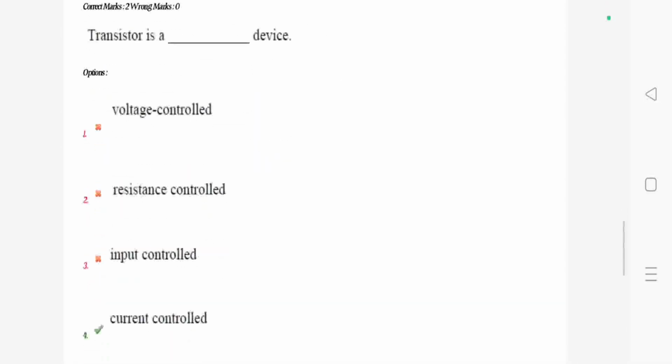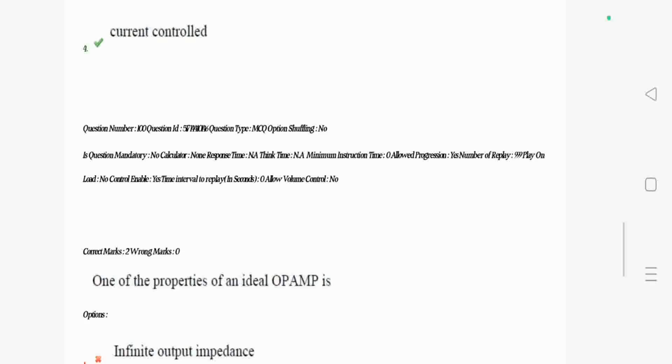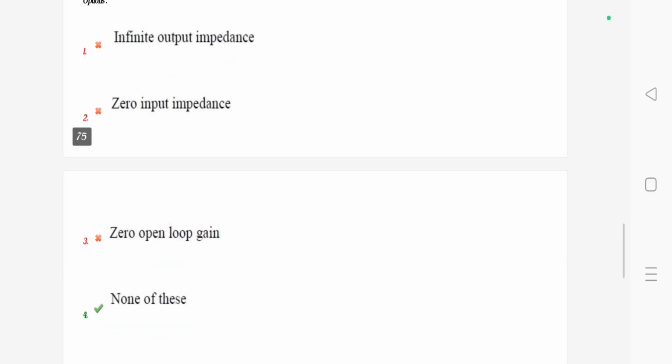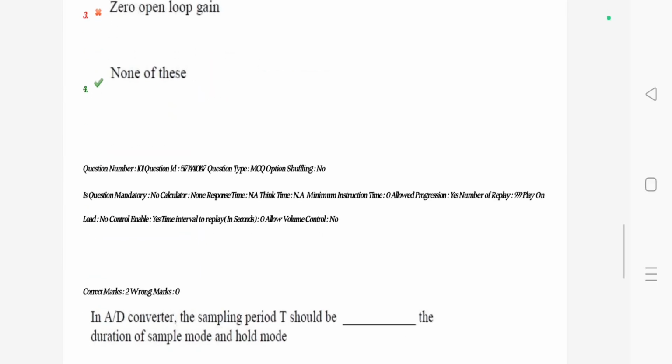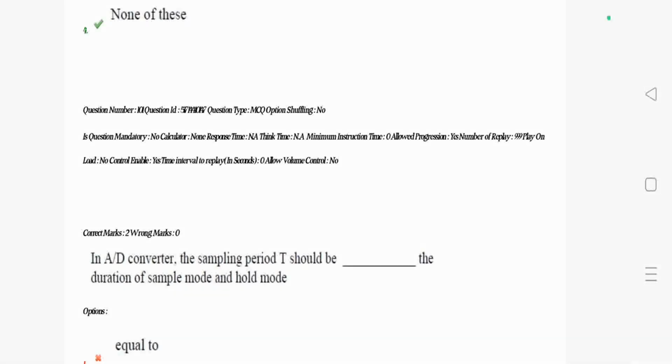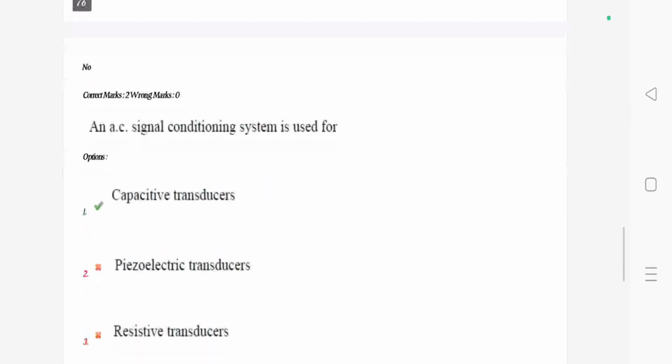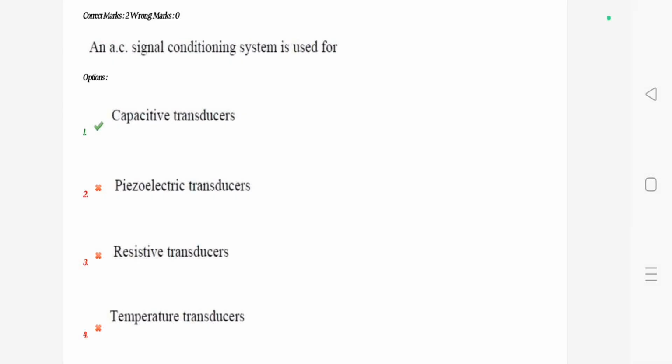99th question. Transistor is a current control device. 100th question. One of the properties of op-amp, operational amplifier, is here none of this. He didn't give the answer, none of this. Next question. In an analog to digital converter, the sampling period T should be larger than the duration of sample mode and hold mode. An AC signal conditioning system is used for capacitive transducers.